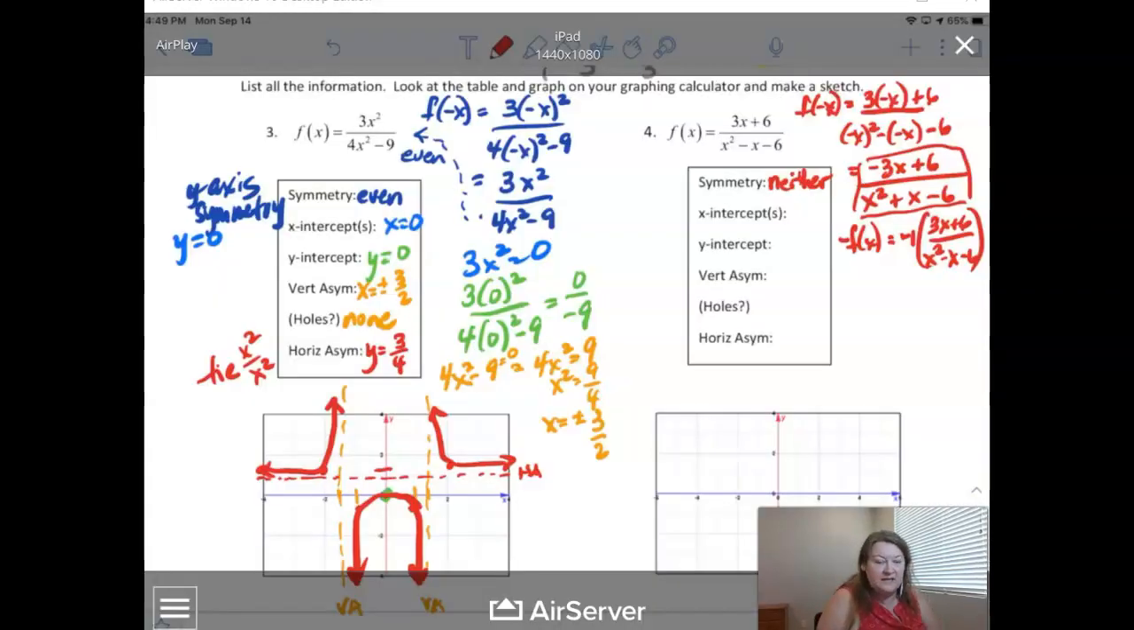Okay, and it's a neither because it doesn't match the original when I put in a negative x, and if I just change the answer with a negative sign, it doesn't match my negative x either.